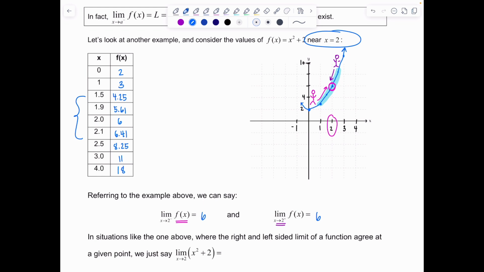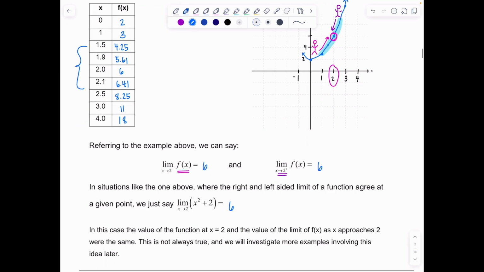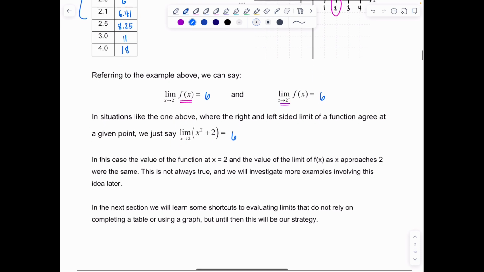So this is exciting because in situations like the one right here, where the right and left-sided limit of a function agree at a given point, we can just say the limit as x approaches 2 of x squared plus 2 is 6. Since the limit from the left and the right are the same, the two-sided limit is also equal. Wonderful. Now, in this case, the value of the function at x equals 2 and the value of the limit of f of x as x approaches 2 were the same. This isn't always true, and we're going to investigate more examples involving this idea later.